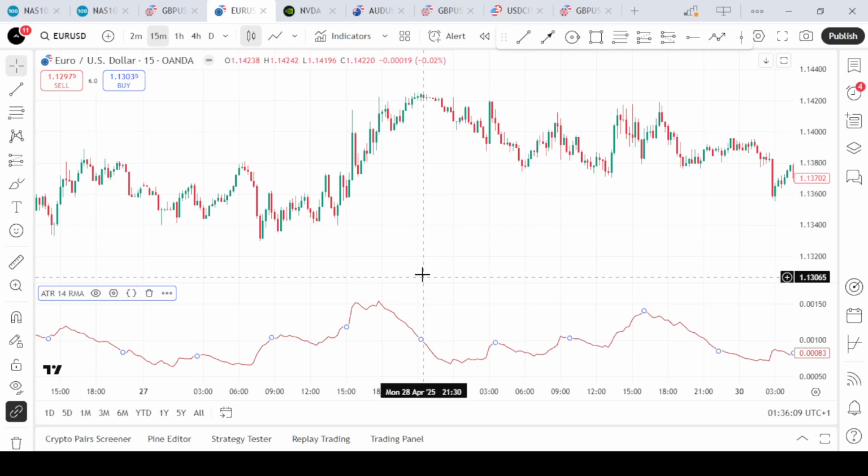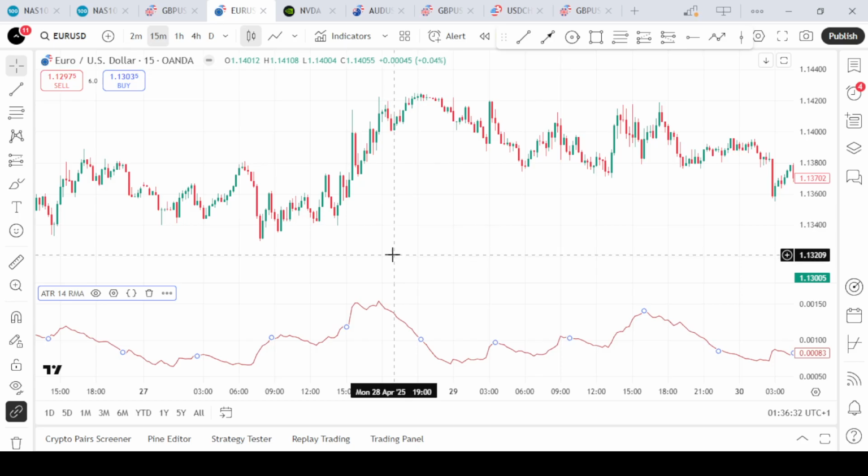The calculation takes into account the greatest of three measurements. Which three measurements? The first measurement is the current high minus the current low. The second would be the absolute value of the current high minus the previous close. The third will be the absolute value of the current low minus the previous close.